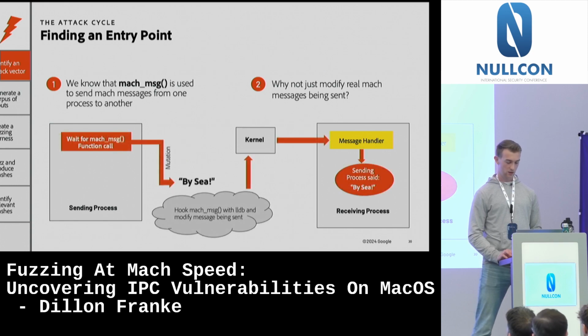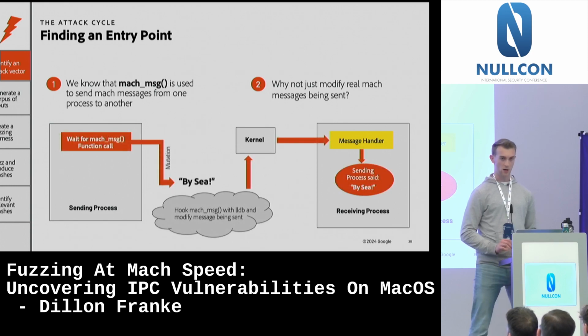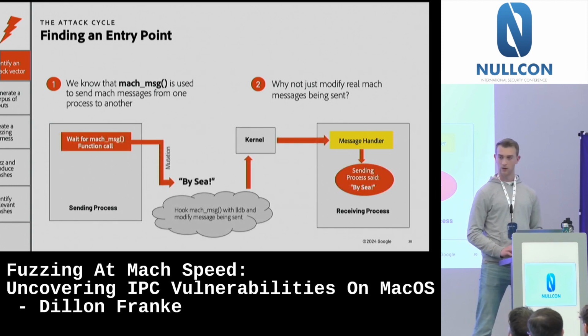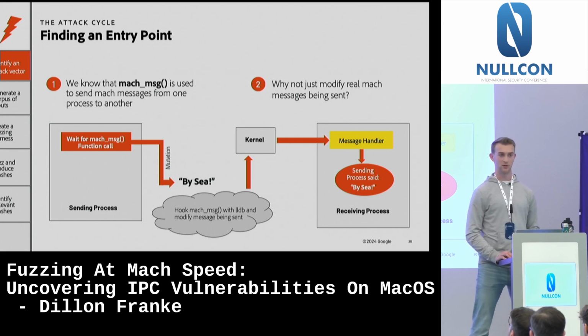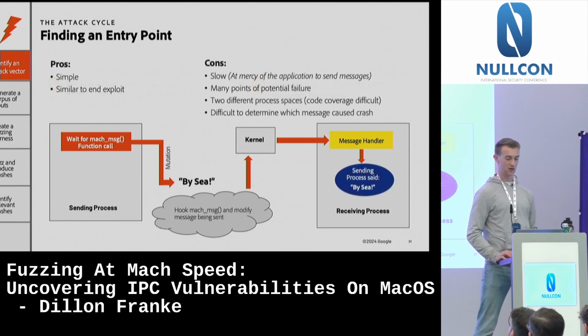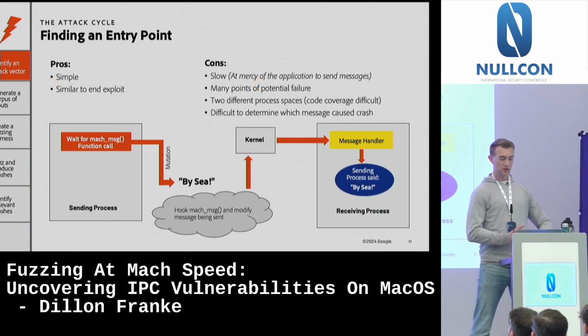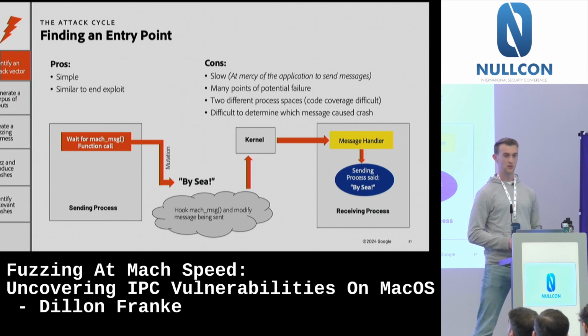So we could go ahead and hook onto that Mach message function call with a debugger, for example, like LLDB, and modify the message that is being sent. That's a great approach, and that's actually the first approach that I took as I started performing this fuzzing. There's pros to that. It's simple. It is very similar to the sort of exploit chain if you do find something that you're going to use, because you're going to be calling that Mach message function to send your message.